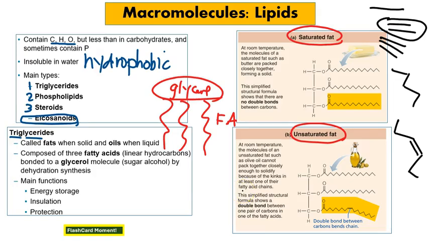So guess what happens when you have that double bond? It creates a kink in the overall fatty acid system. So you have your glycerol here, you have your fatty acids here, your fatty acids here, and then you have one that kind of creates a kink.